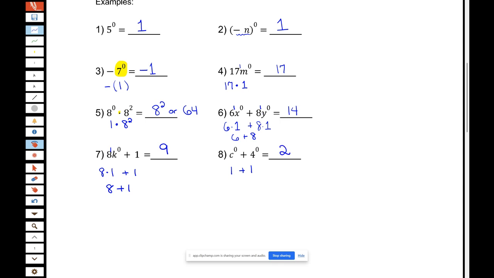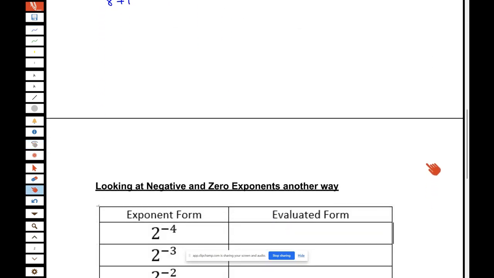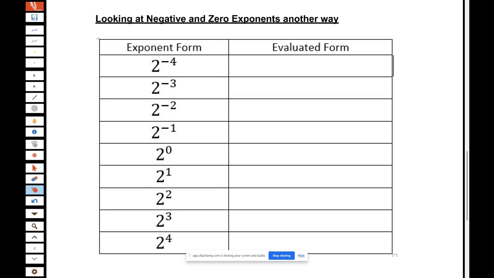So these are the kinds of problems that you will be dealing with on 0 exponents. The worksheet for today is going to include some of these, but also include previous exponent rules. Let's look at some negative and 0 exponents in another way. All right, I'm going to evaluate these and put them in simplest rational form.